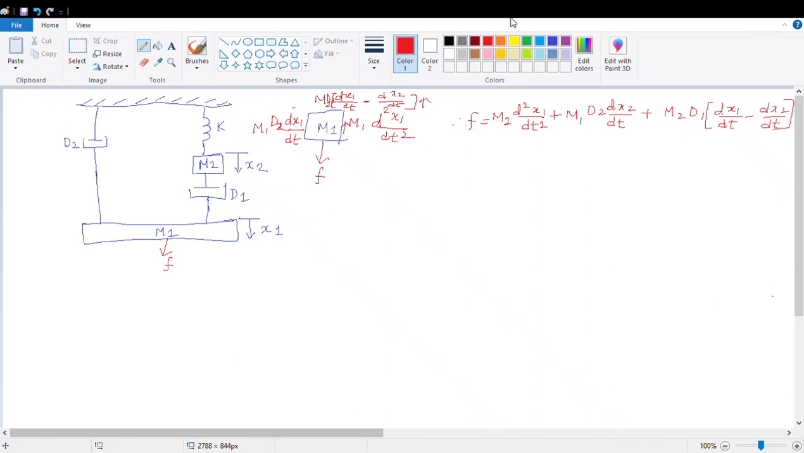In our previous video we discussed this system, where mass M1 is pulled with a force F. If we draw the free body diagram of mass 1, we find that this single applied force is restrained by three forces: its inertia force, the force due to damper D2, and the force due to damper D1. This is how I have written the first equation.